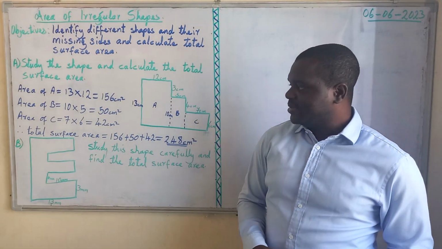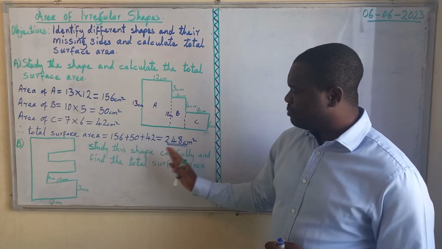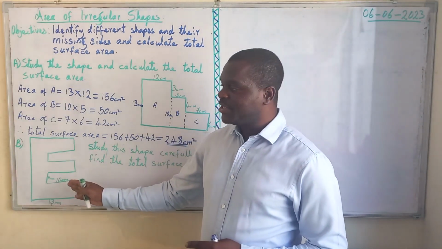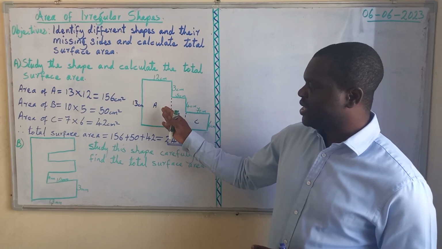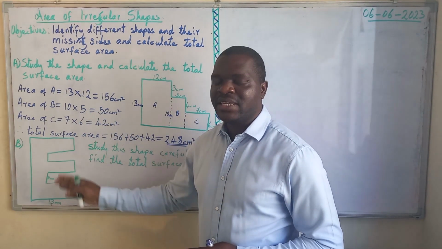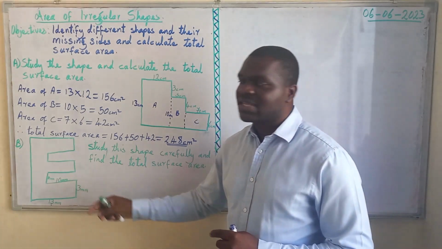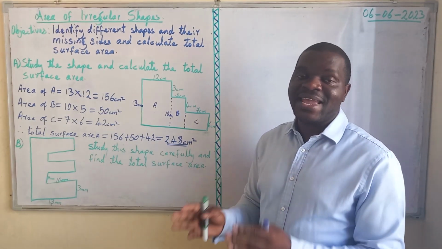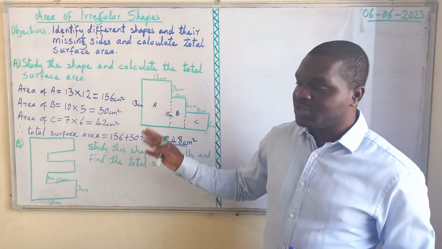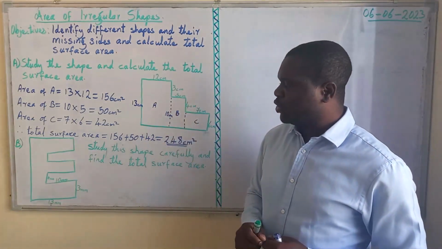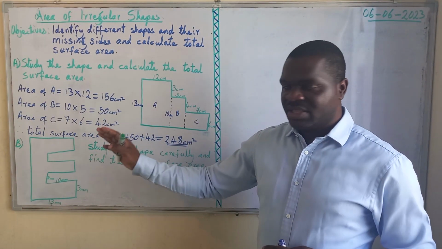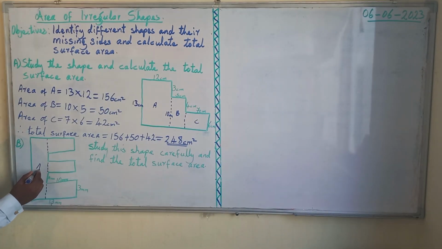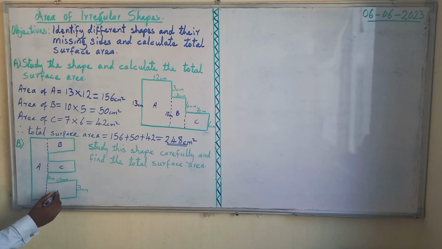In our second example, it says, study this shape carefully and find the total surface area. For us to be able to do this, we're going to do the same as we did here by sharing or dividing this into regular shapes, finding the missing side, then calculating the area of the various shapes separately, and at the end put all together to find the total surface area. So we use vertical dotted lines to separate or to share this irregular shape into regular shapes. We can do this. We letter this A, this B, this C, and this D.